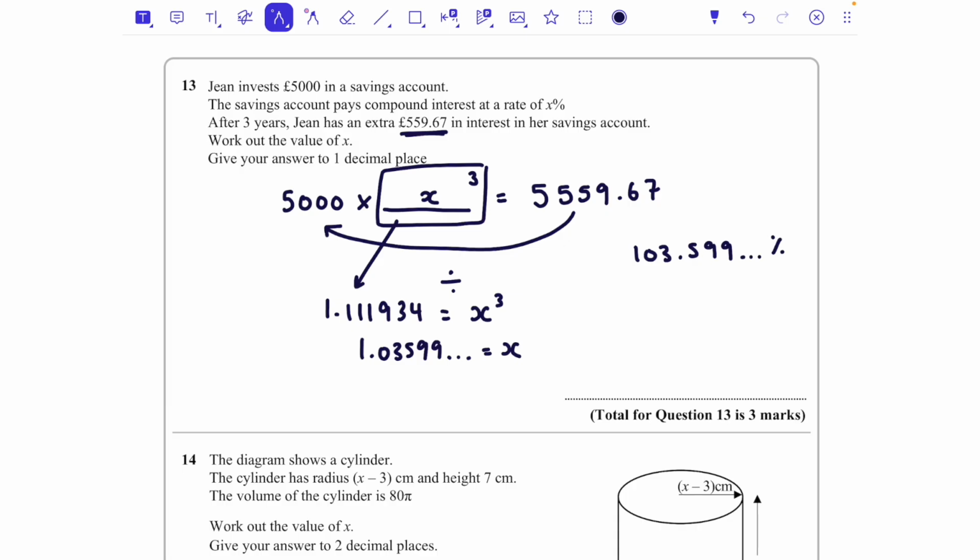which means the interest is the extra money on top. So let's take 100 away from that, and we can see that it would be 3.599%, and so on, which we're going to round to one decimal place. So 3.6% would equate to that amount of interest over the 3 years.